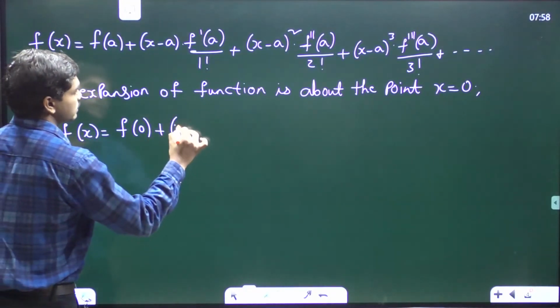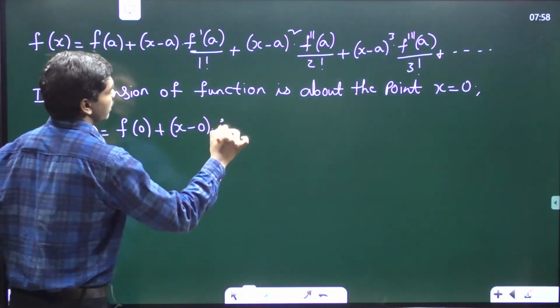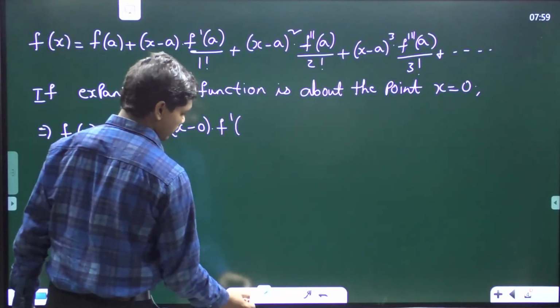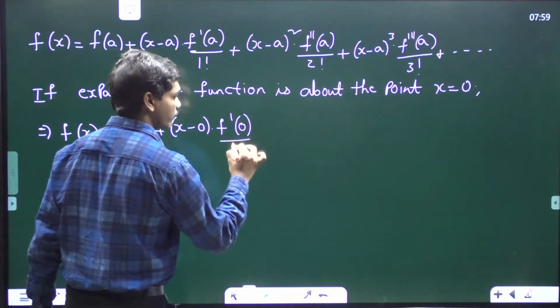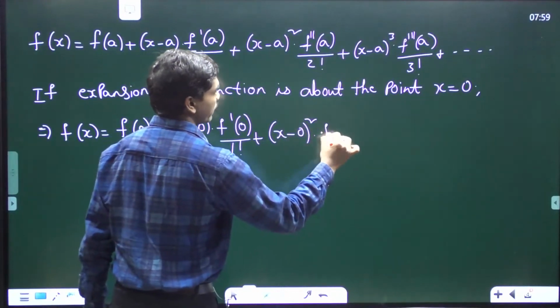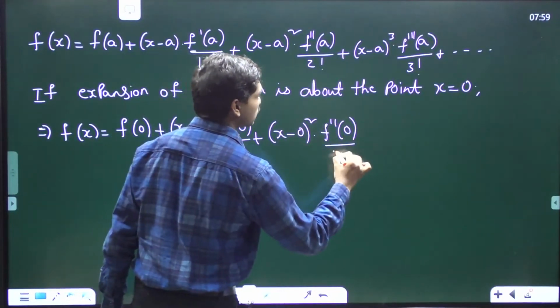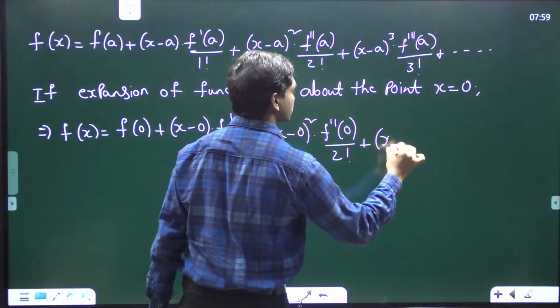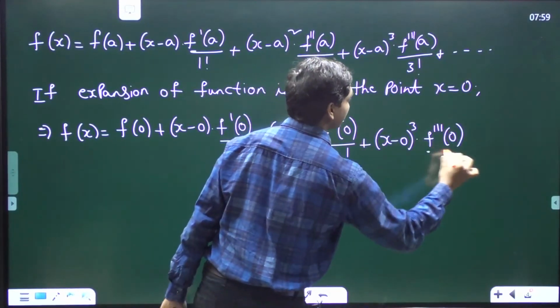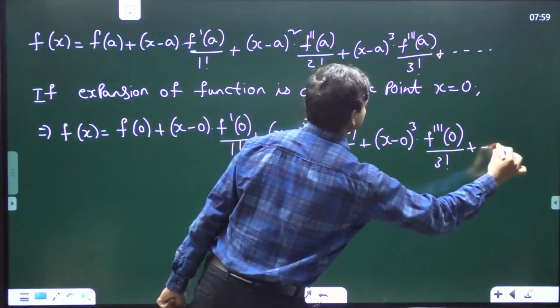So this series gets converted to f of x is equal to f of 0 plus (x minus 0) into f dash of 0 divided by 1 factorial, plus (x minus 0) whole square into f double dash of 0 divided by 2 factorial, plus (x minus 0) whole cube into f triple dash of 0 divided by 3 factorial, and so on.